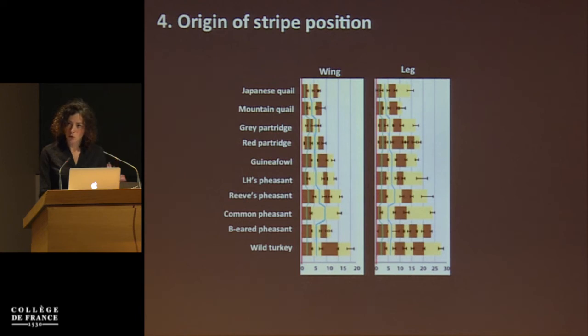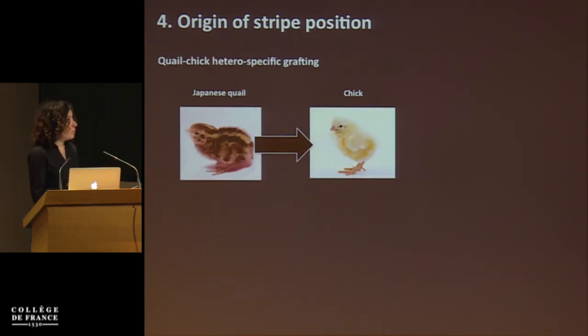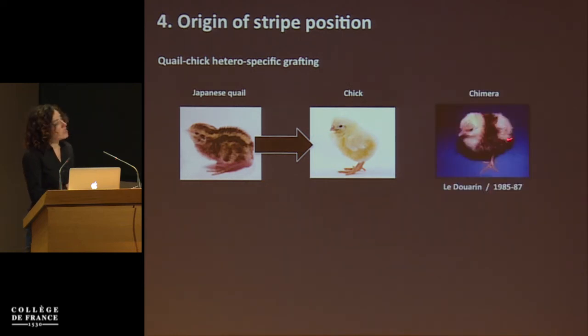And if that's the case, what could be the signaling source, the instructional source, if you wish? Here we went back to old experiments that were performed more than 30 years ago now by Nicole Le Douarin and colleagues, where they grafted neural tubes from quail embryos in place of those of the chick embryos. By doing this, they obtained chimeras in which, in the area where the neural tube was grafted, the chimera displayed the color of the quail.